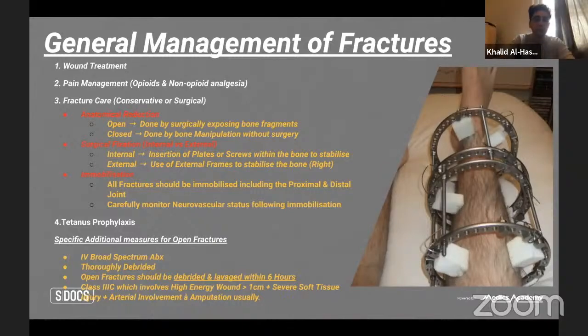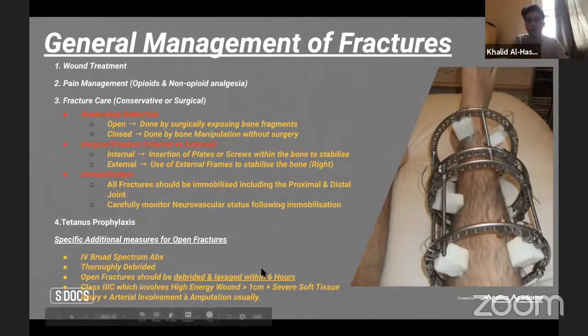Generally what we tend to find is that there are three stages for fracture care. The two key stages are anatomical reduction and surgical fixation. Reduction is the process in which we bring the two fragments or the two pieces of bone back closer together. This can either be done in an open manner or a closed manner. An open manner generally indicates that there has been an incision made and we are surgically exposing the bone fragments in such a way that we are able to bring the two pieces closer together.